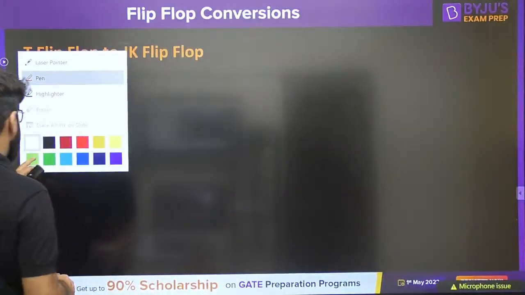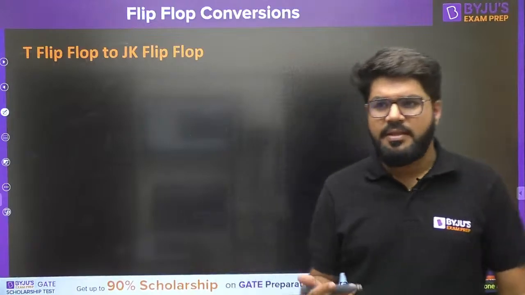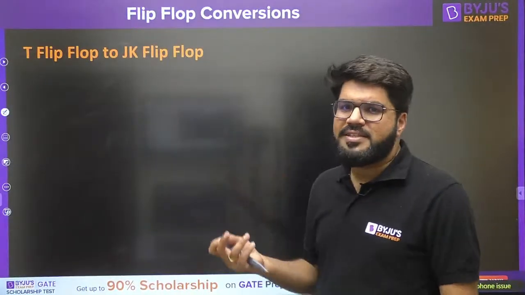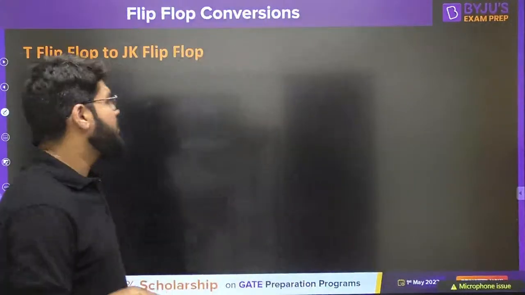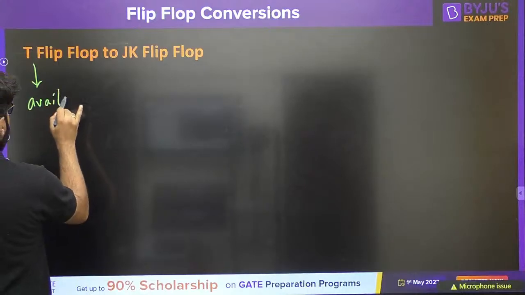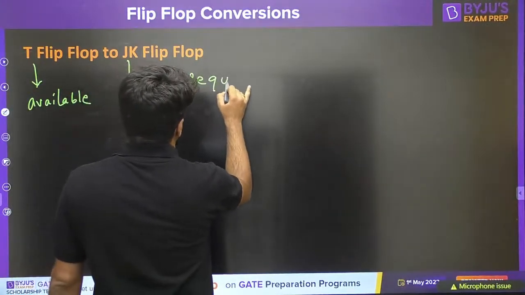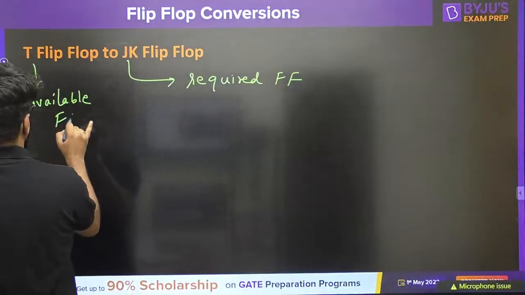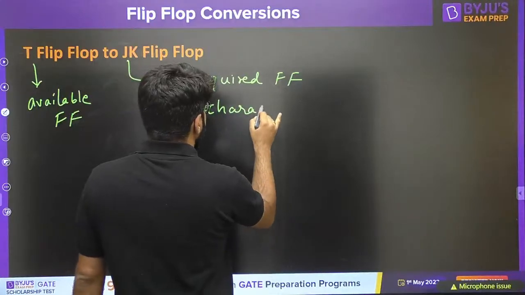So guys, let's try to complete this problem again. One more problem let us take by the conventional method, so that we have developed the tricks also, and one more conventional practice you should have, because we had only one conventional practice. So the T flip-flop is known as the available flip-flop. The JK flip-flop is known as the required flip-flop. What do you do for the required flip-flop? Guys, steps.